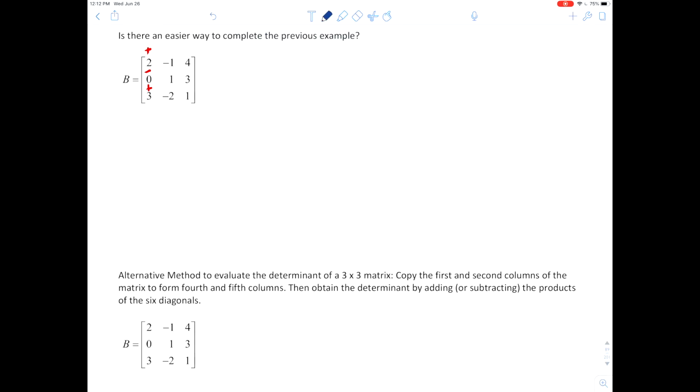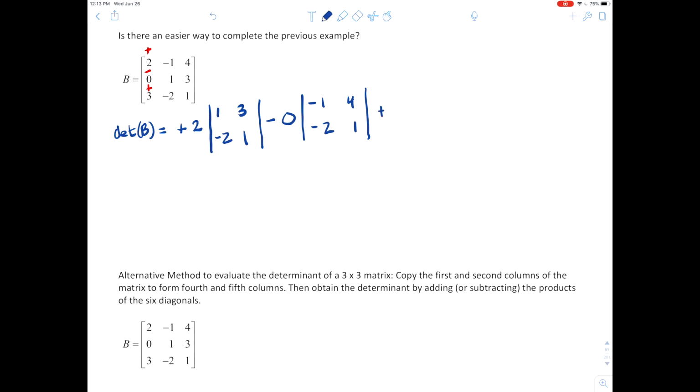All right. So the determinant of B equals. So when I expand about the first column, I'll be doing what? It'll be a positive 2 times what determinant? Beautiful. 1, 3, negative 2, 1. And I'll write this one out, but in the future I won't. It'll be minus 0 times what? Beautiful. Negative 1, 4, negative 2, 1. But 0 times anything is 0, right?